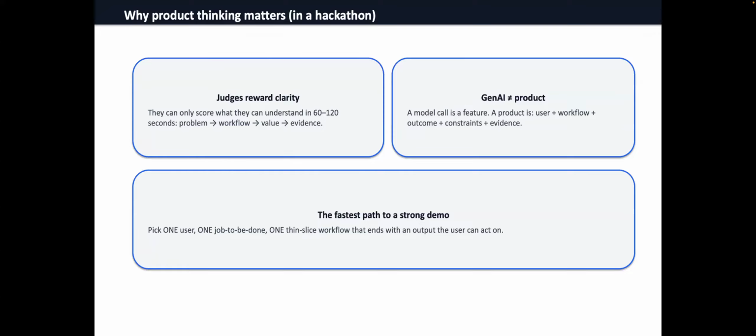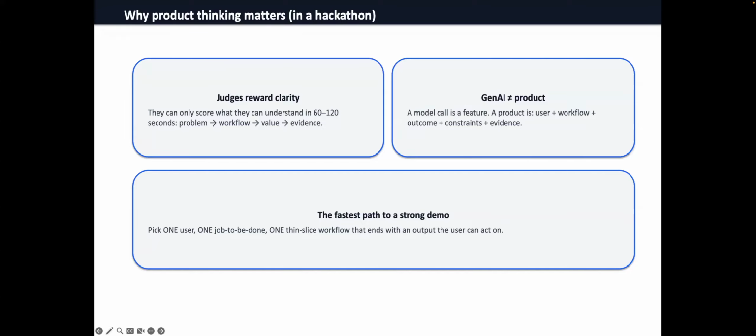It's not the product itself, which means the generated code, if you don't run it or if you don't explain it, doesn't mean anything to anyone. Okay. So a model call or the final prototype is only a mix of features. A product, on the other hand, is what the user will think about the product, what the workflow is for your entire design, what the final outcome is, what the constraints are, and what the evidence is showing that users may like it.